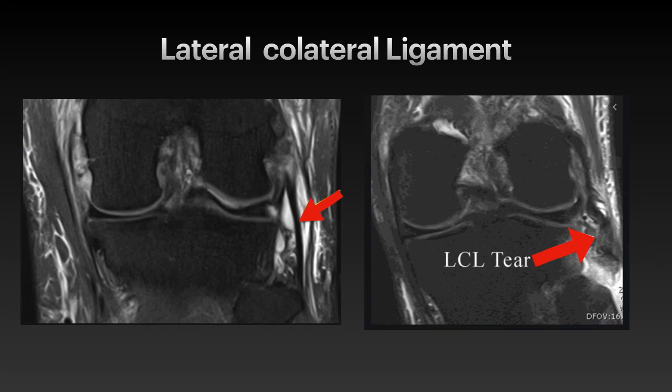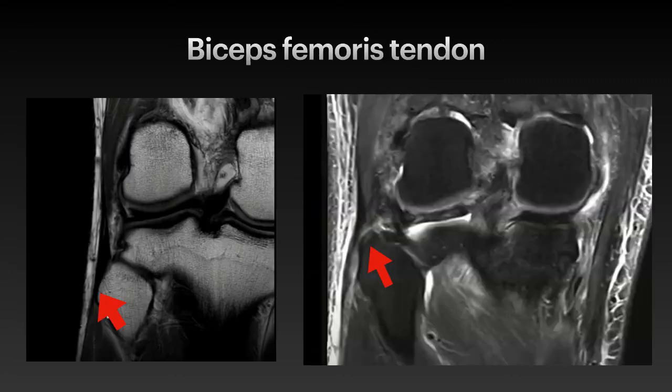Here on the left side of your screen, you can see a nice continuous lateral collateral ligament which you can see as a hypointense signal marked by the red arrow. On the right side of your screen, you can see a torn LCL which has been avulsed from its fibular origin. Coming to biceps femoris, on the left side of your screen, you can see the biceps tendon getting attached to the lateral part of the fibula. Whereas on the right side of your screen, you can see there is edema and the biceps tendon has been avulsed from its fibular origin.